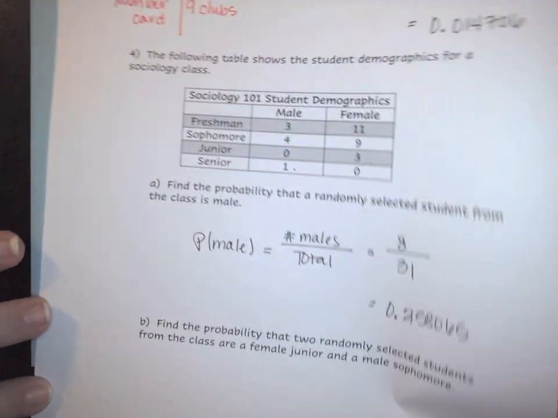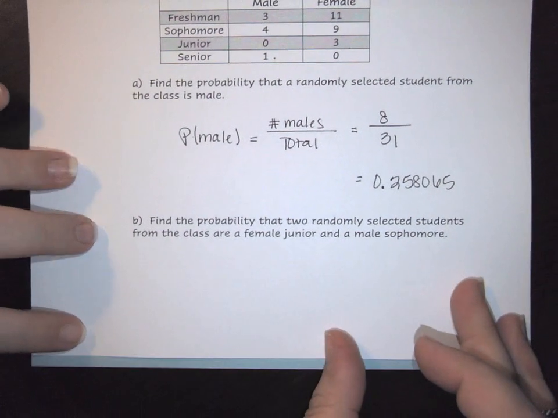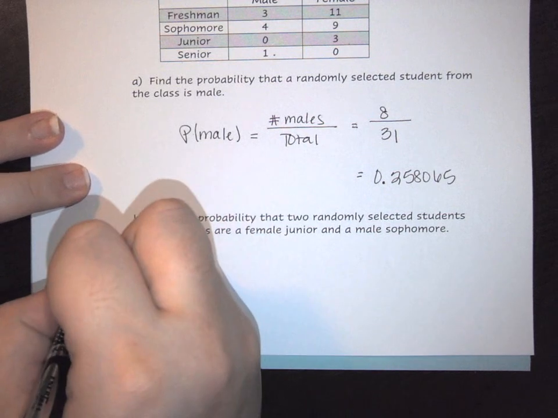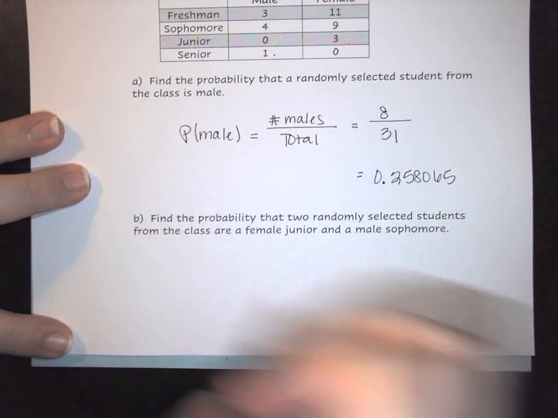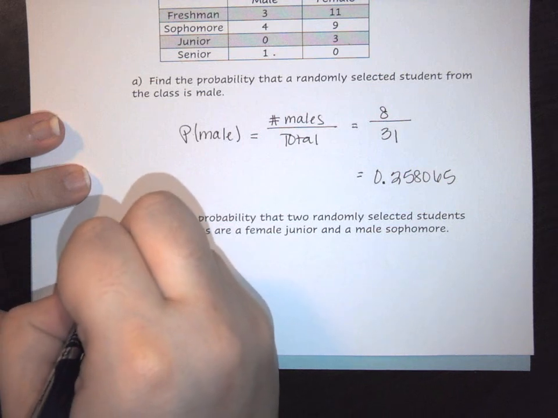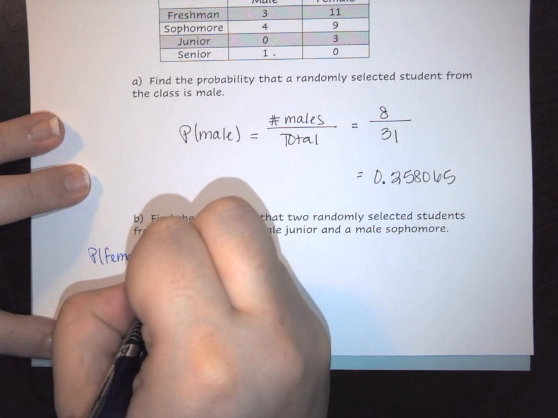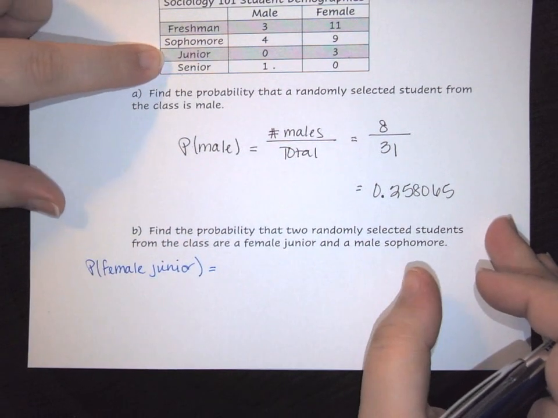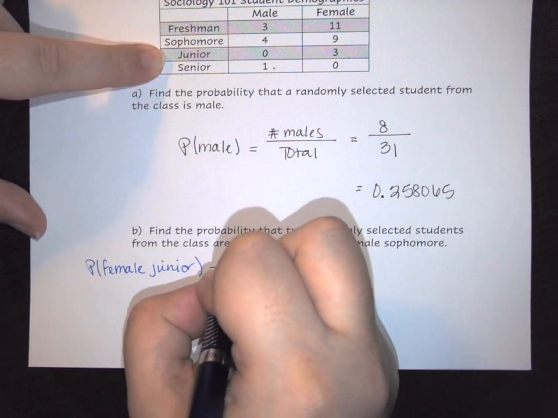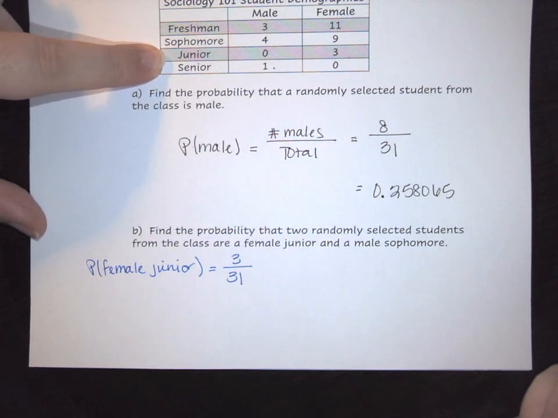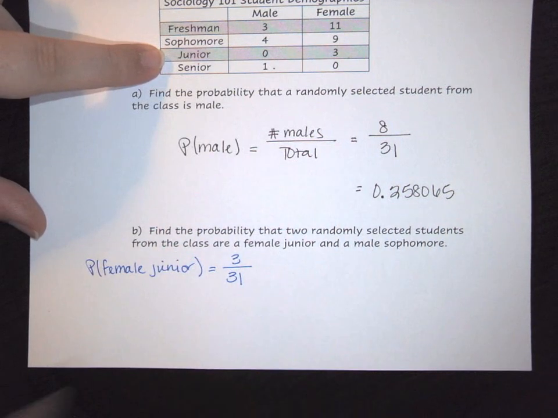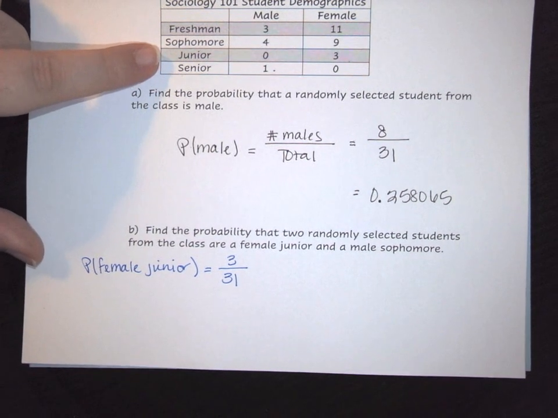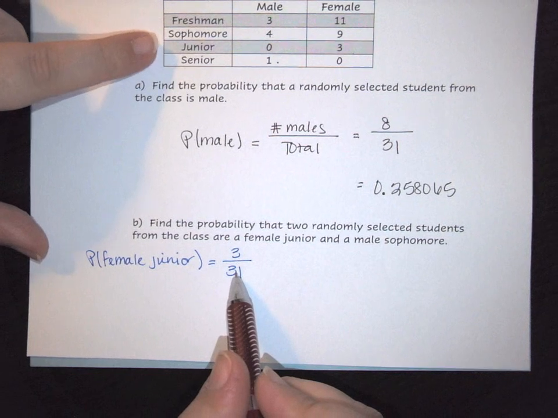Now the second part says find the probability that 2 randomly selected students from the class are a female junior and a male sophomore. So the first thing I need to do is find the probability of getting a female junior. In this case, I want to look here at female juniors, and I have 3. So there's 3 female juniors out of 31 total. Now, nowhere do we say that the students then go back. So once that female has been selected, I now have 1 less student to choose from.